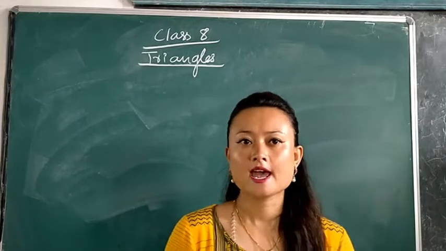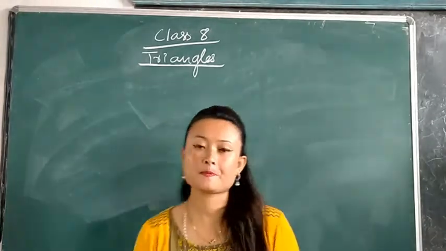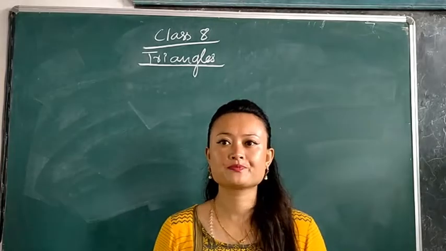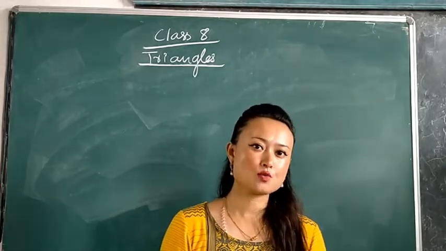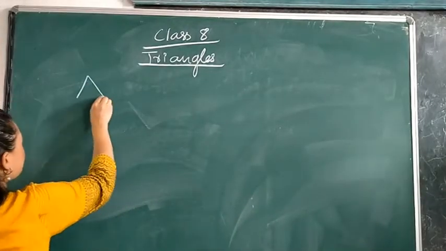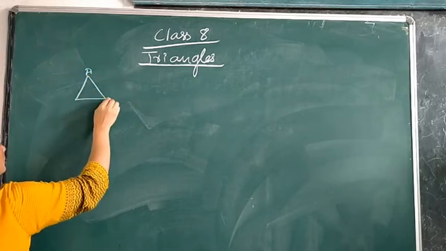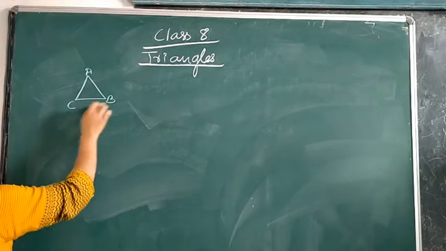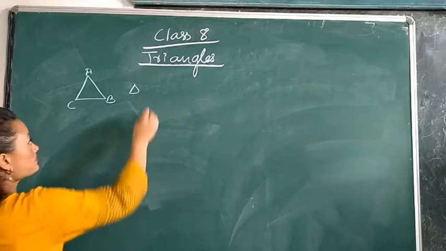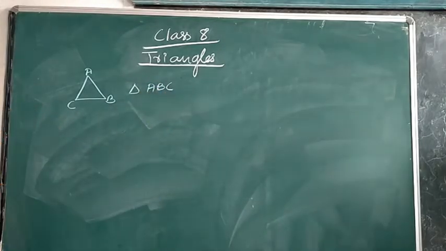Class 8, and the topic that we have chosen is triangles. We've started with triangles in the previous class, and as you know, a triangle is a polygon with 3 sides. We've done that already, and then we name a triangle by its vertices. This is the symbol of a triangle. It's A, B, C. So triangle ABC.